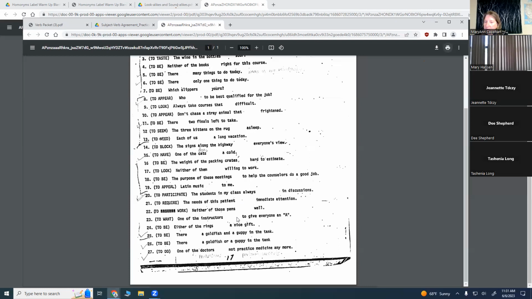Either one of the rings is a nice gift. There are a goldfish and a guppy in the tank. There is a goldfish or guppy in the tank. It's either one or the other. Singular.